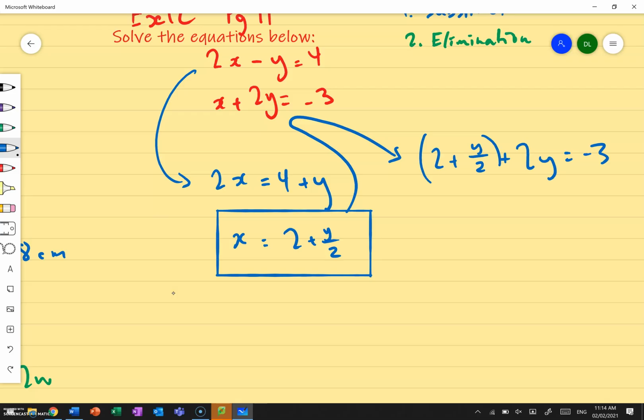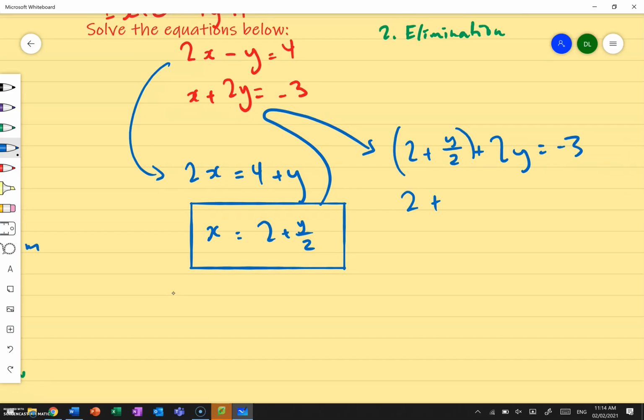Okay, let's simplify it. So 2 plus y over 2. It's half of y, right? Plus 2y. What's half plus 2? 2.5, easy. I'm just going to write 2.5y equals negative 3. I'm going to take away 2 from both sides, so I get 2.5y equals negative 5, because that's negative 3 take away 2, right? Now I'm going to divide both sides by 2.5. So I get y equals what? Negative 2. Are we done?